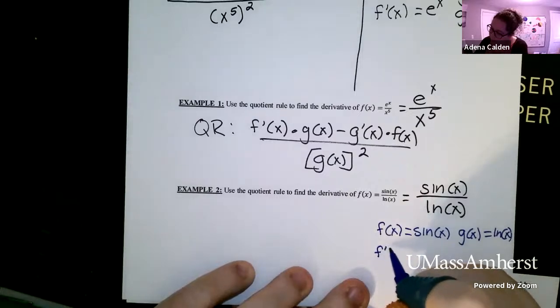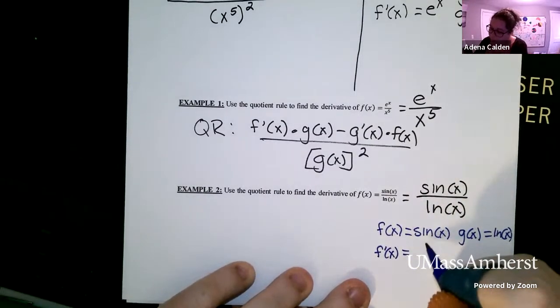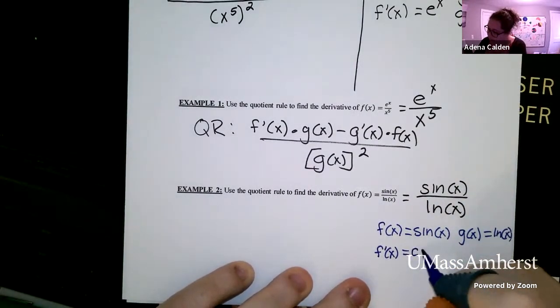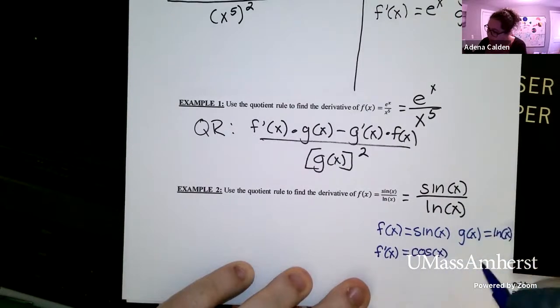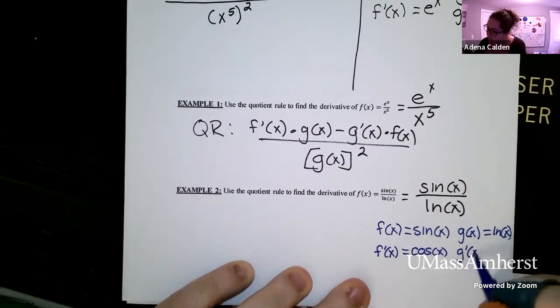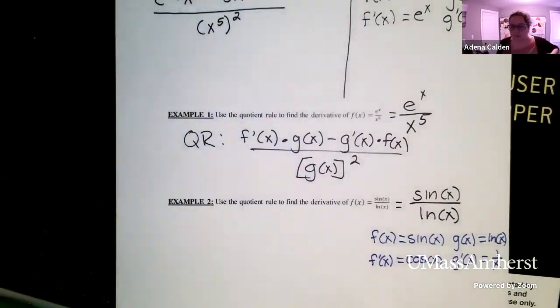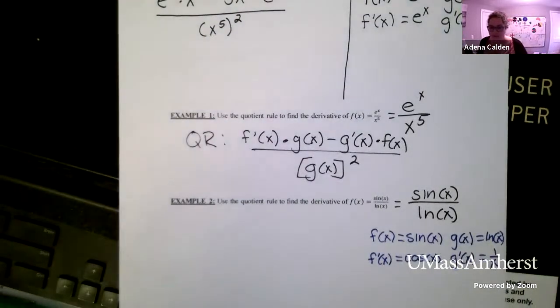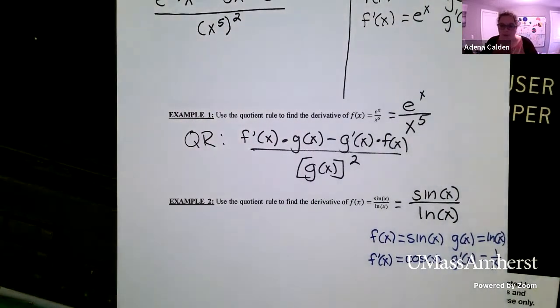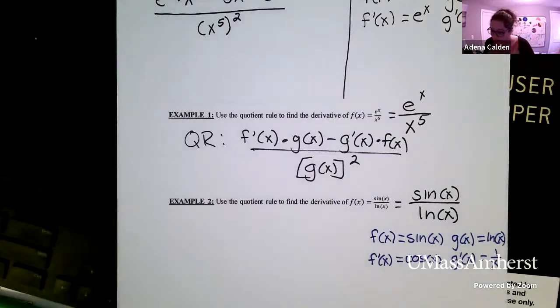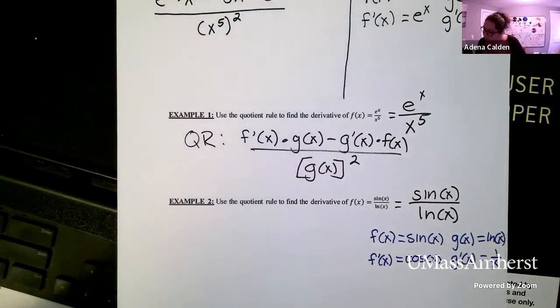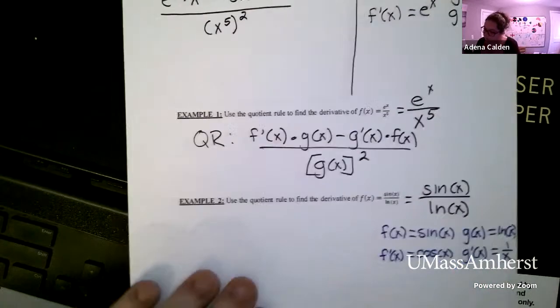Now I want to find each of these functions' respective derivatives. The derivative of sine is cosine. The derivative of ln x is 1 over x. Okay, so this is the first big part, just finding each of their respective derivatives. And then the second part is just plugging in everything correctly and carefully. So here we're going to do f prime times g.